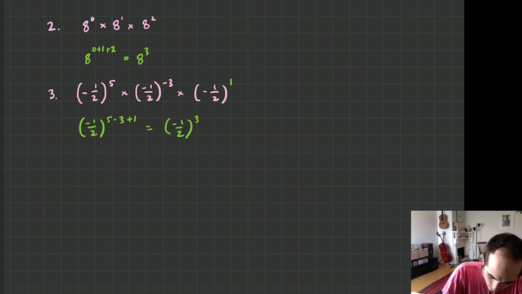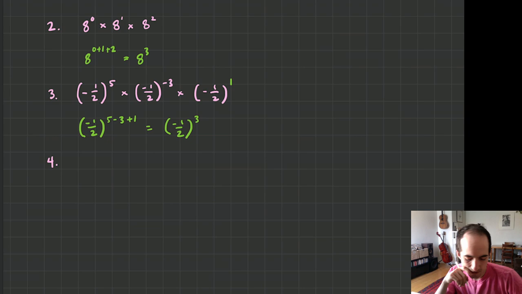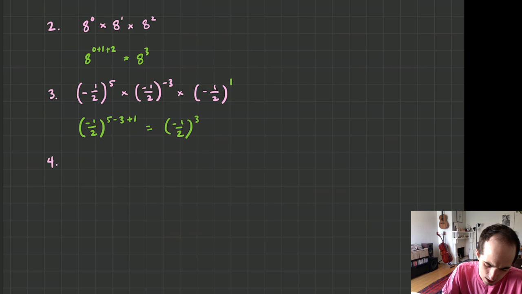So this is a tricky one. This is the kind of question that I would put on an assignment to make you think. Okay, let's try this one. We'll do 8 to the power of 3 times 2 to the power of 4.